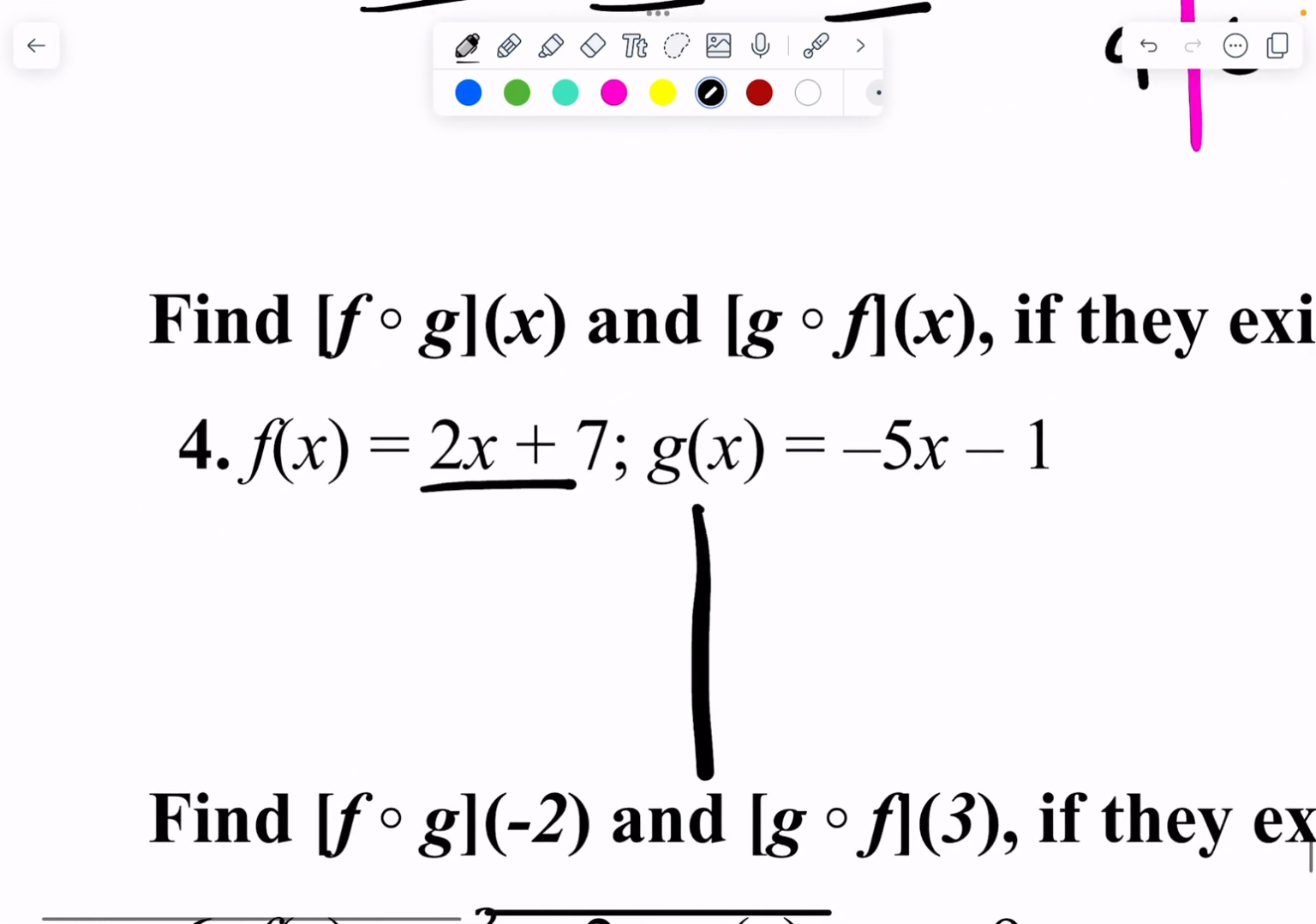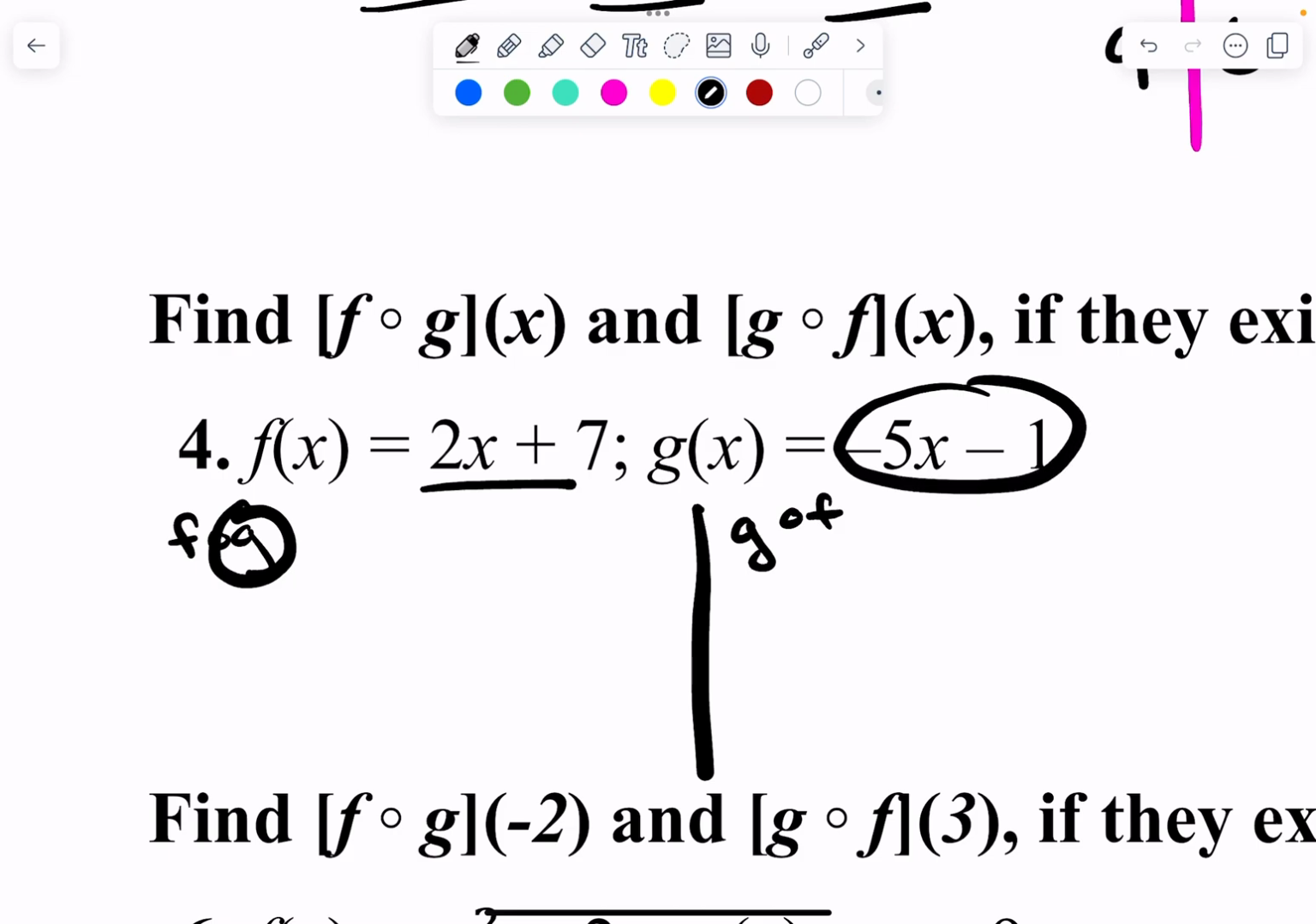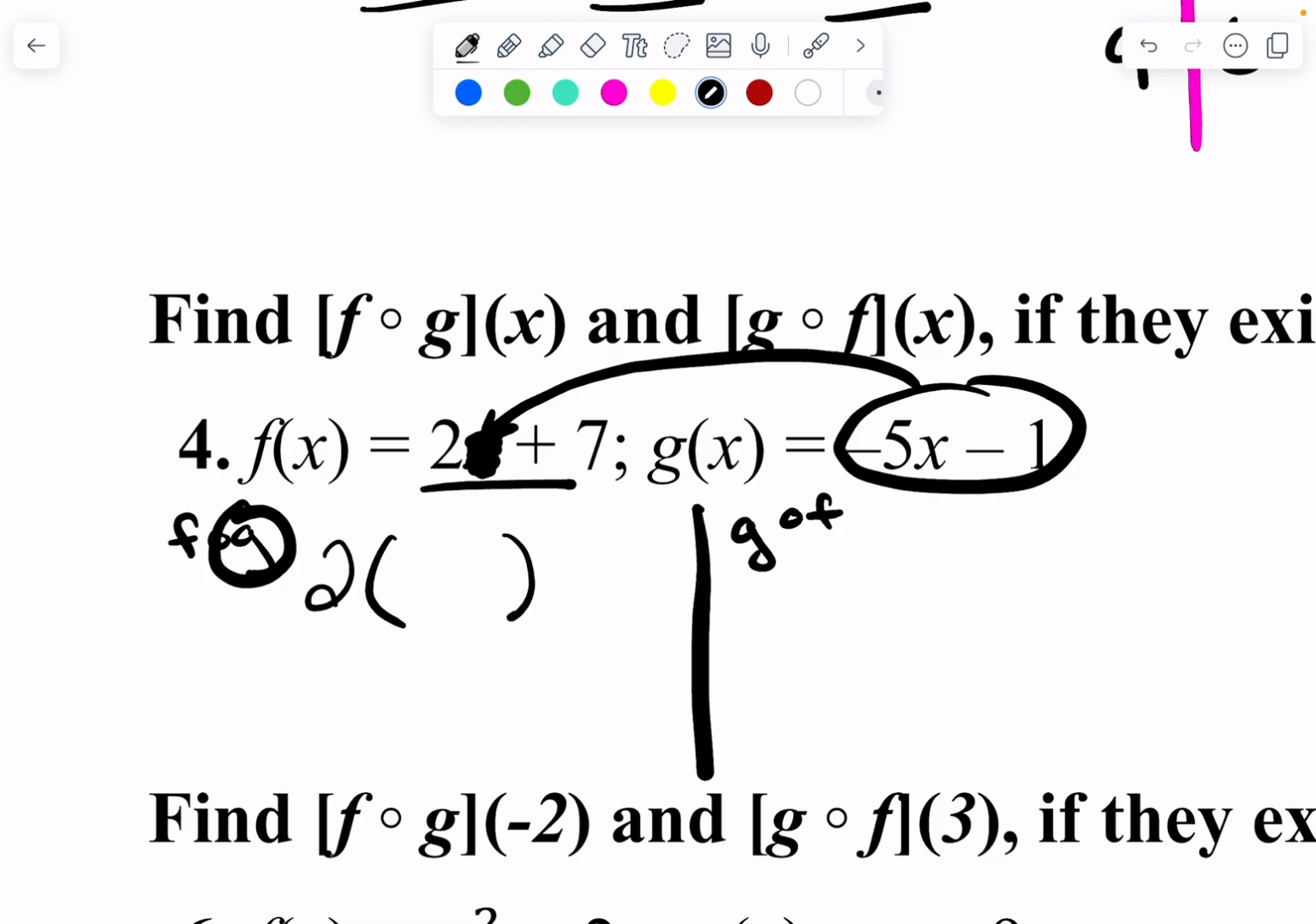So I'm going to separate this into pieces. We have F composed of G, and we have G composed of F, okay? So here, G was my inside. That means this guy is going inside here. So it's going to replace this X. This X is like gone, and that stuff's going to get shoved in there. So 2x plus 7, like this guy is taking the place of him. I've got negative 5x minus 1, and that's going to be in that spot.